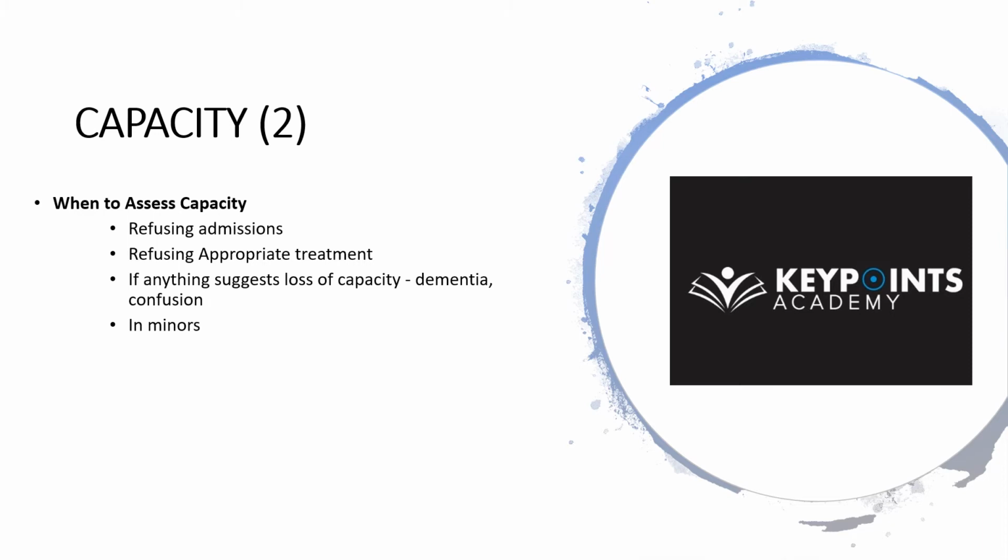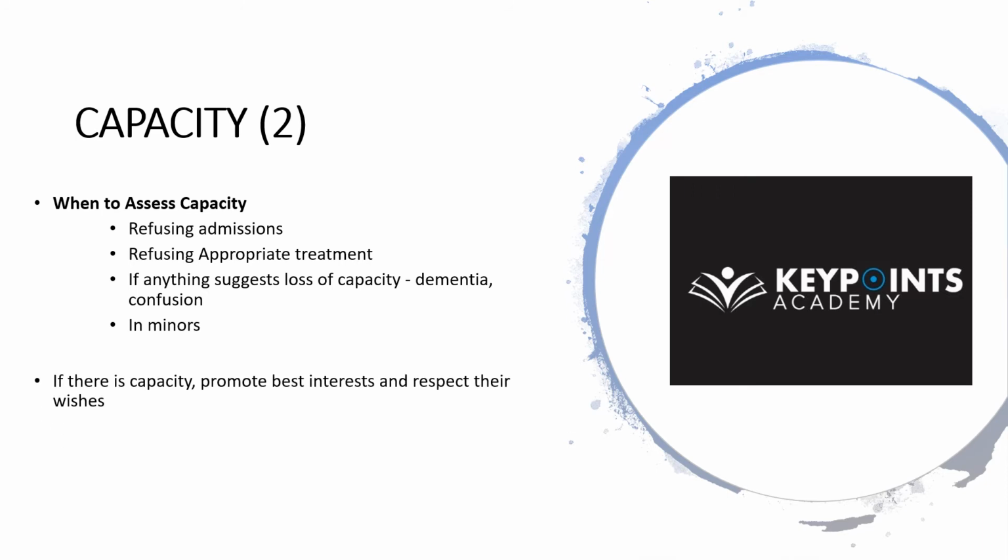You also assess capacity if something in the scenario suggests a loss of capacity. Say, for instance, the patient is confused. Even without refusing admission or other appropriate treatment, confusion in itself affects mentation and possibly understanding. So you want to be sure: in this confused state, does the person understand why he or she came, what we have done, and what we have recommended, and can the person reproduce it to us and give us a decision? You also do that in minors. It's assumed that up to a particular age minors may not be able to take an informed decision for themselves, but we'll look at that in more detail.